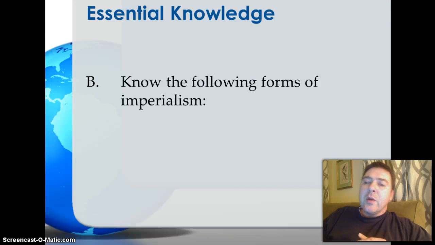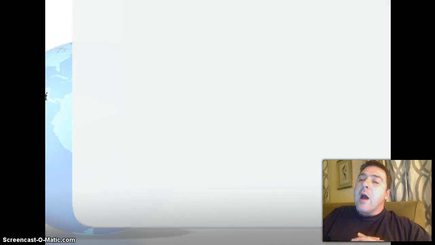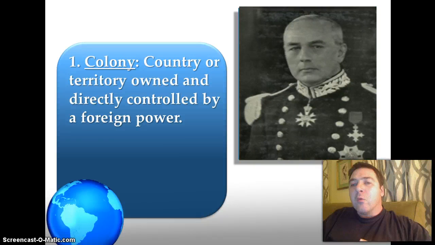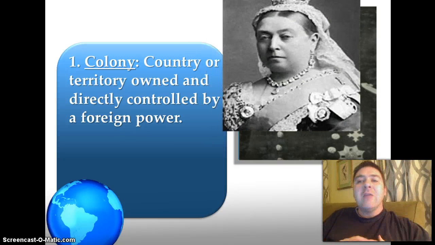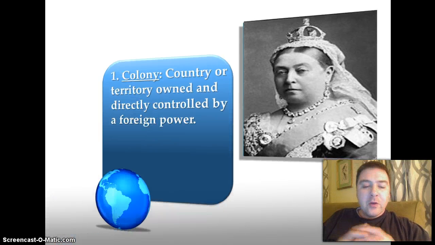Okay, the other part we need to know here are the forms of imperialism. Imperialism didn't take the same shape everywhere. The most common was the colony. Okay, so the Europeans established colonies, and these were territories that were owned and directly controlled by a foreign power. For example, Ghana or the Gold Coast, ruled by the English. The English would appoint a royal governor to rule the day-to-day operation of the country, and he reported directly to the Queen back in England. Okay, so that was a colony, very tight control by the European power.